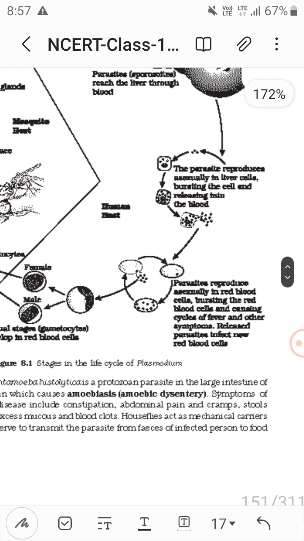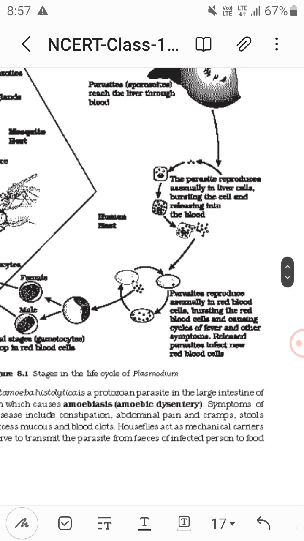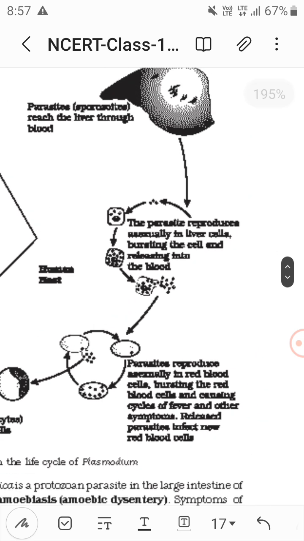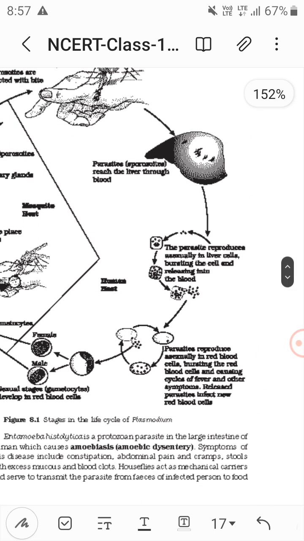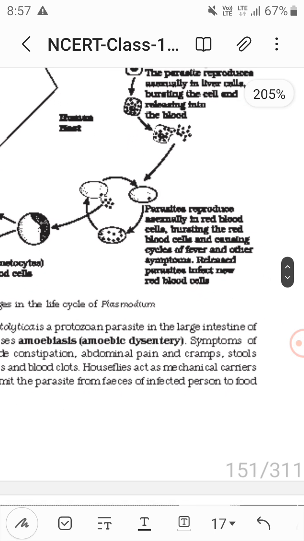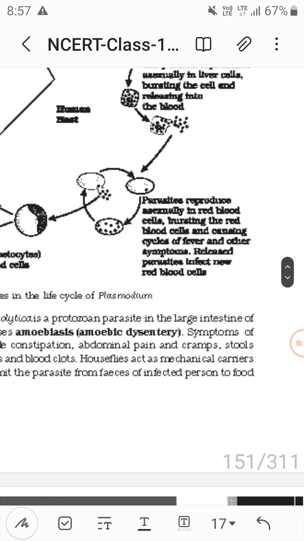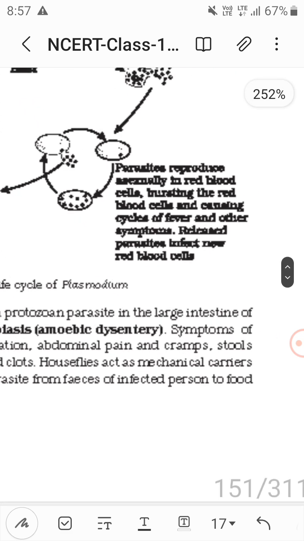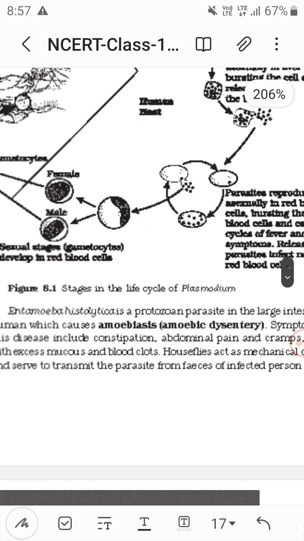Now the parasite reproduces asexually in liver cells, bursting the cell and releasing into the blood, right? Then the parasite reproduces asexually in red blood cells, bursting the red blood cells and causing cycles of fever and symptoms. The released products infect red blood cells.